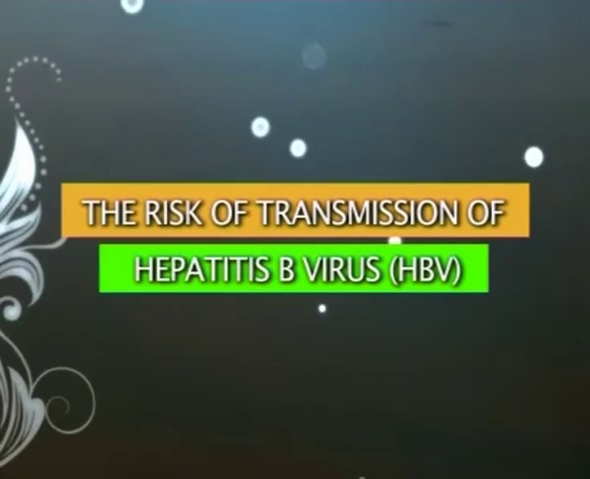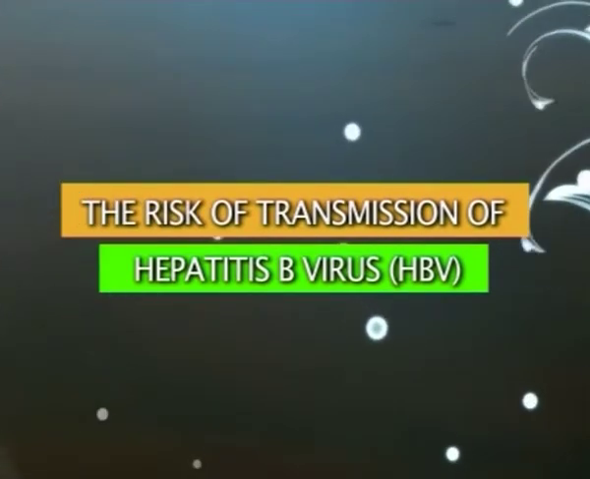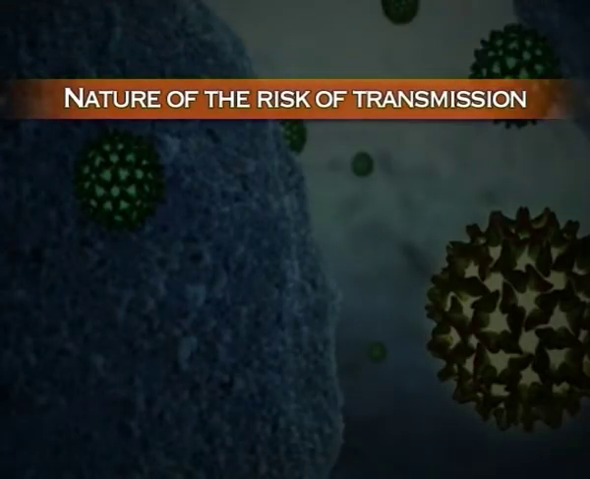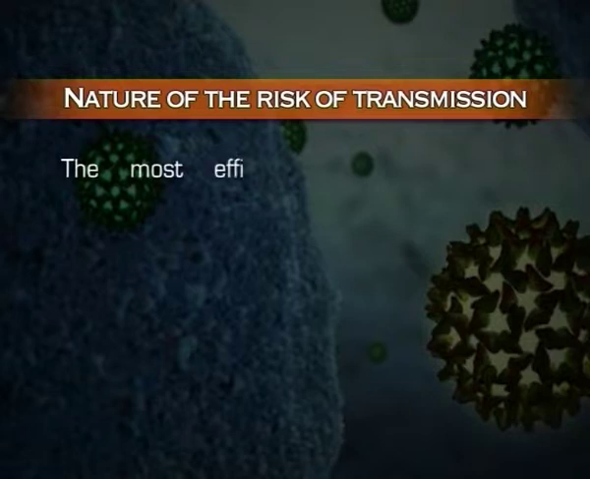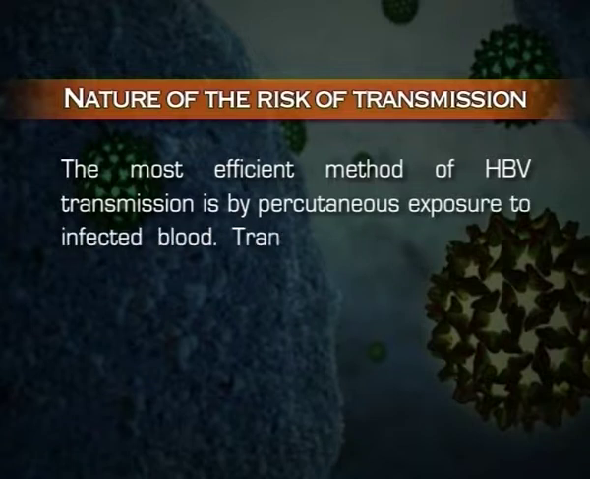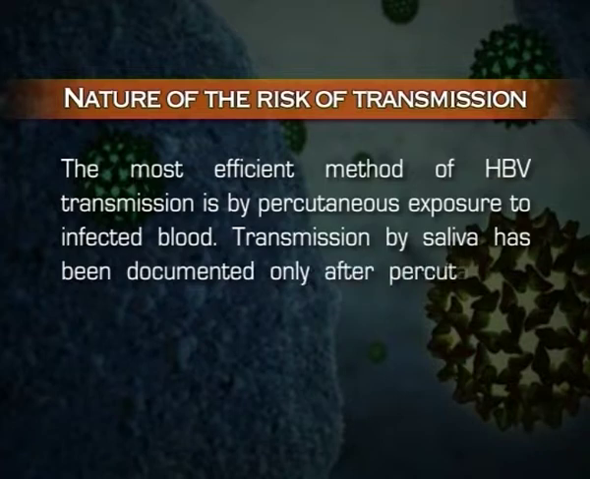Now we have risks of transmission of hepatitis B virus, that is HBV. Nature of the risks of transmission. The most efficient method of HBV transmission is by percutaneous exposure to the infected blood. Transmission by saliva has been documented only after percutaneous exposure.